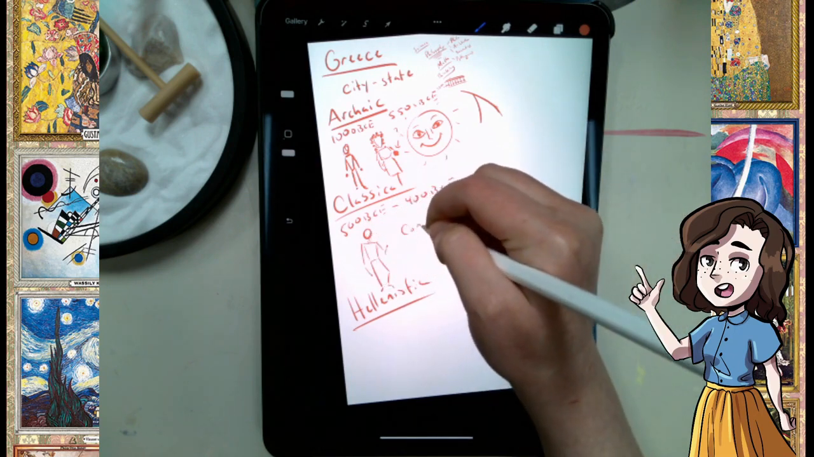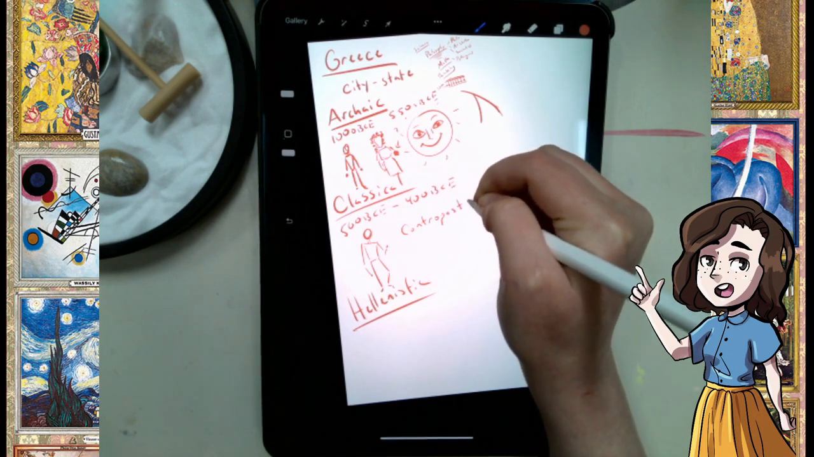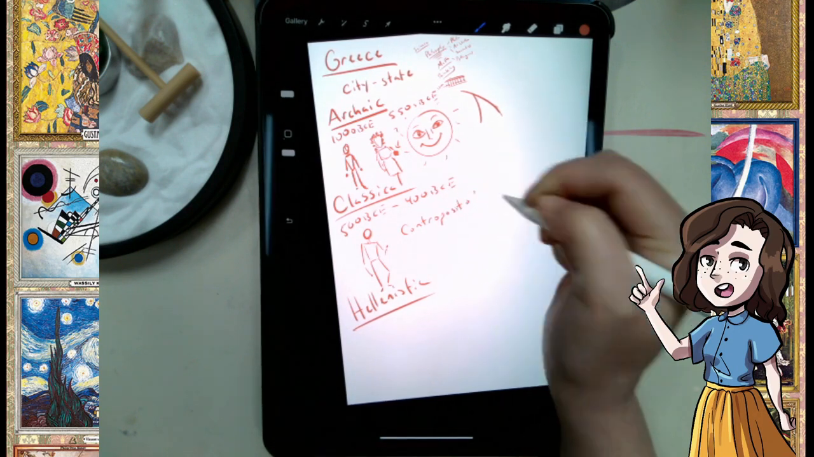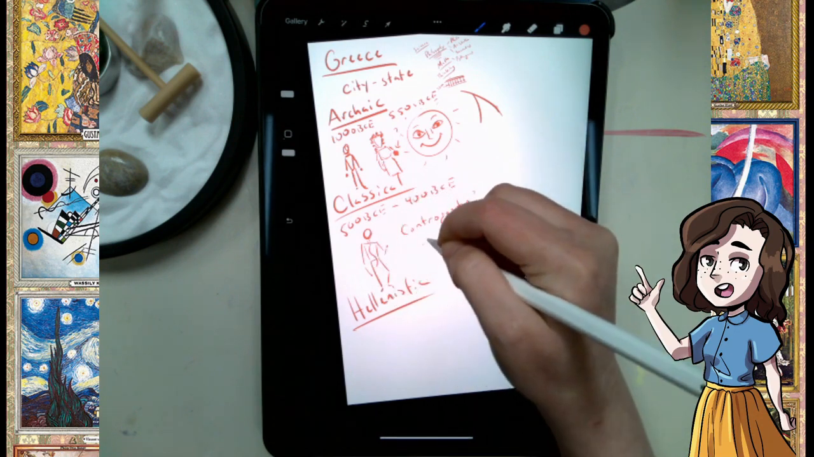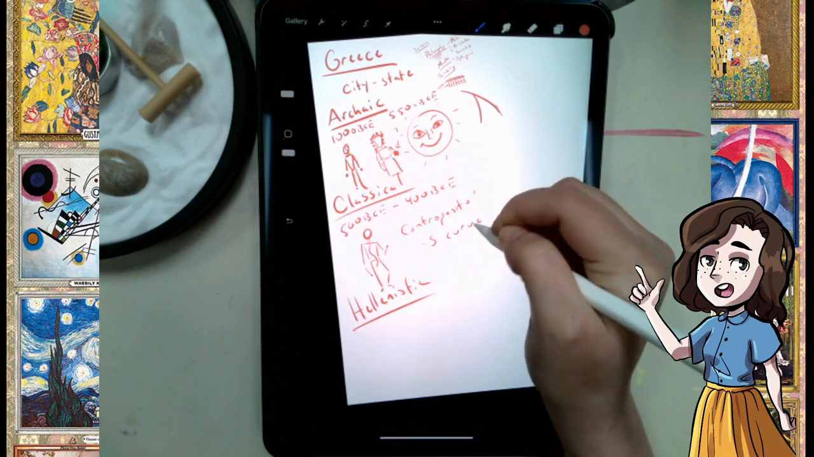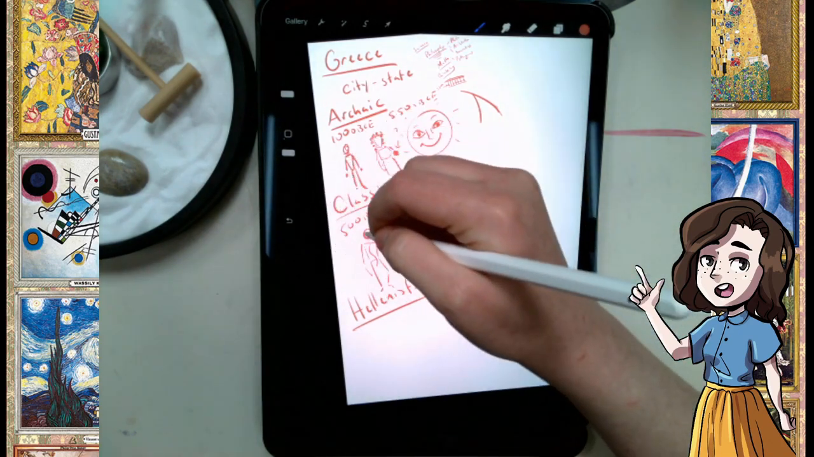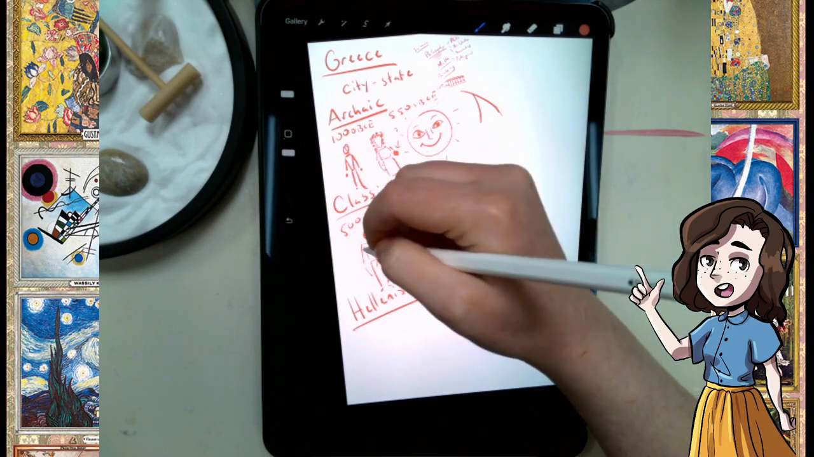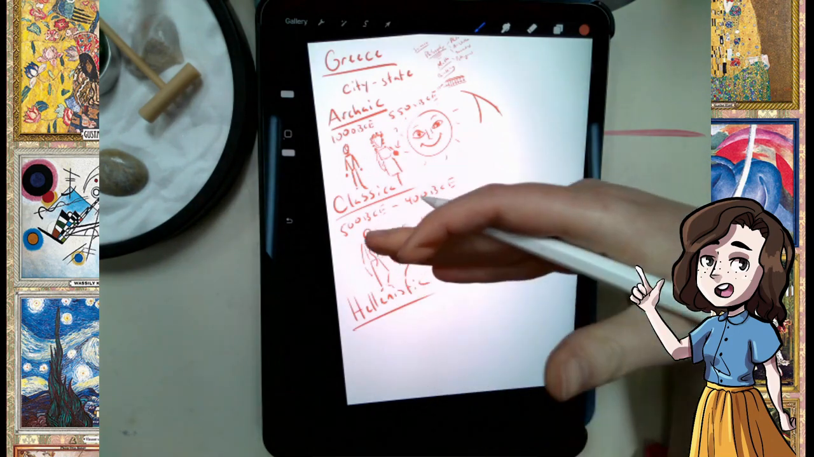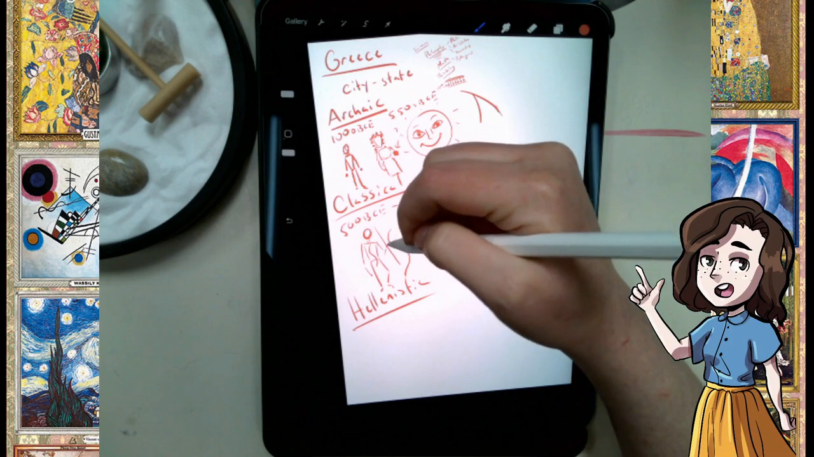So contrapposto, counter pose. Two S's, contrapposto. We also see the slight development of the S curve. S curve curves the body slightly in the shape of an S. And we get this with Spear Bearer. Spear Bearer would have had a spear in his hand. And the one we have is a Roman copy. It's marble. Classical Greek version would have originally been in bronze.